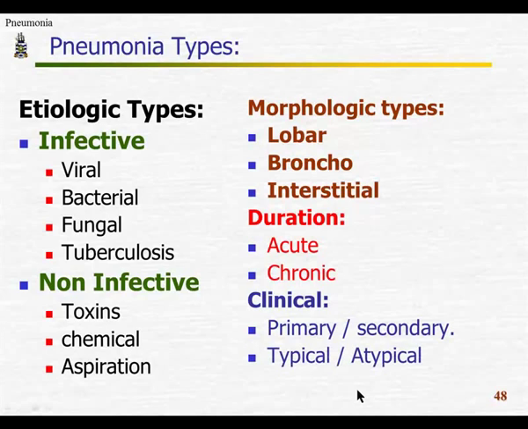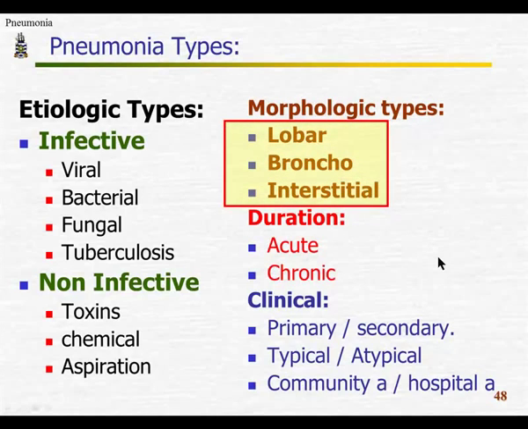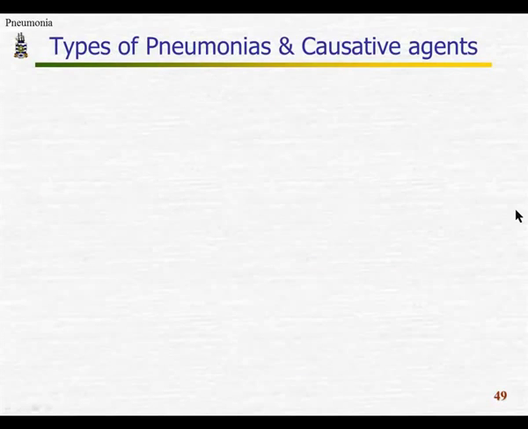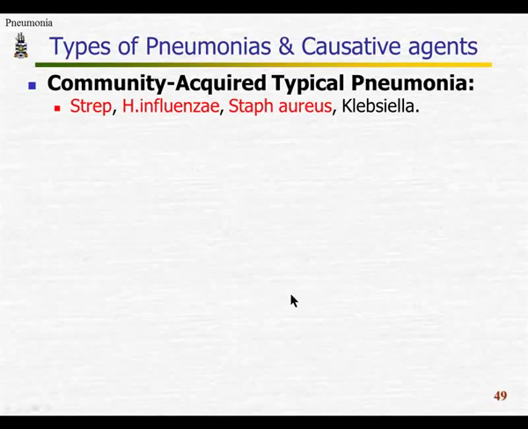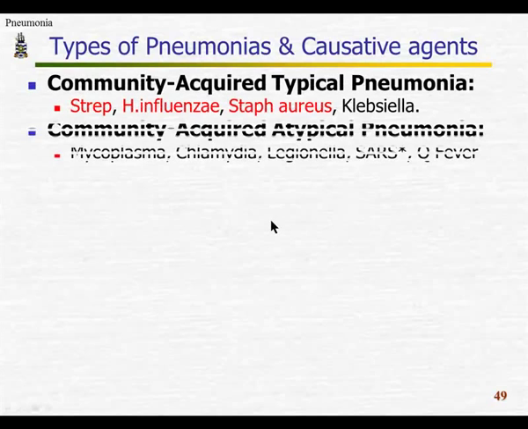Typical and atypical pneumonia. Atypical pneumonias are with mycoplasma and viruses. Community acquired pneumonia and hospital acquired pneumonia, you all know. Pathology wise, major is lobar pneumonia, bronchopneumonia and interstitial pneumonia. Microbiology important, community acquired or typical pneumonia, Streptococcus, H. influenza, Staph aureus, but commonest is Streptococcus.